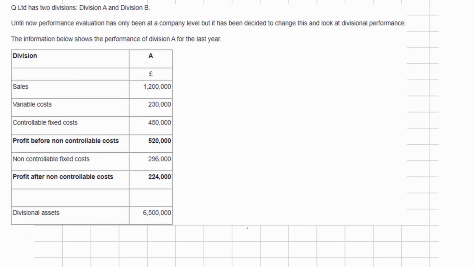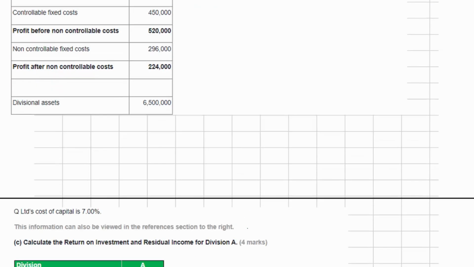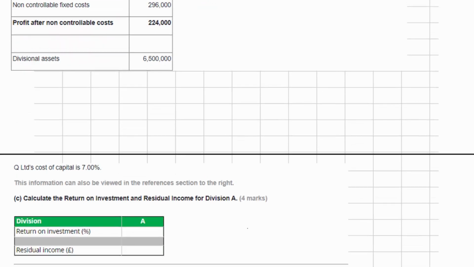So Q Limited has two divisions, Division A and Division B. Until now, performance evaluation has only been at a company level, but it decided to change this and look at divisional performance. The information below shows the performance of Division A for the last year. Yes, we got their sales and so on, but notice at the bottom we've got some assets. And then the question's asking us to calculate the return on investment and the residual income for Division A.